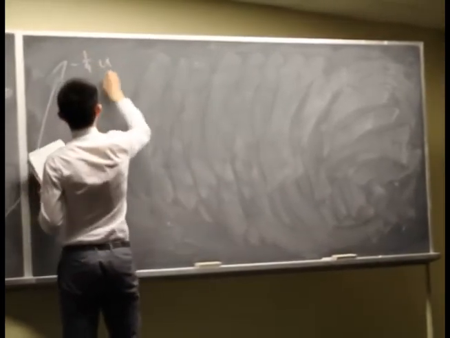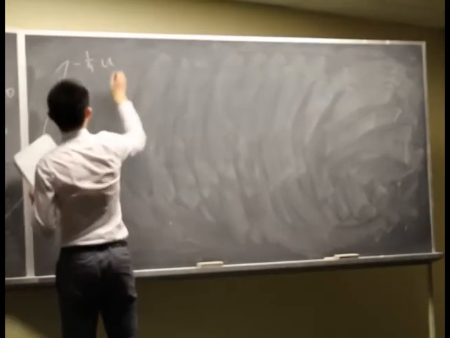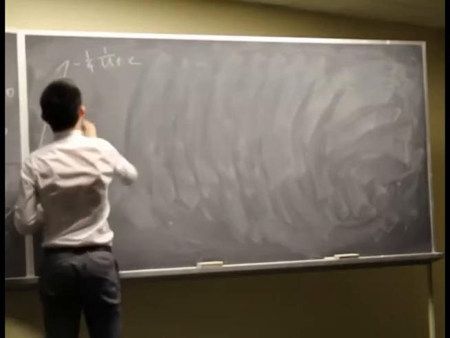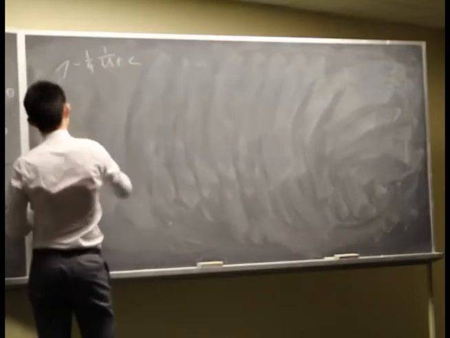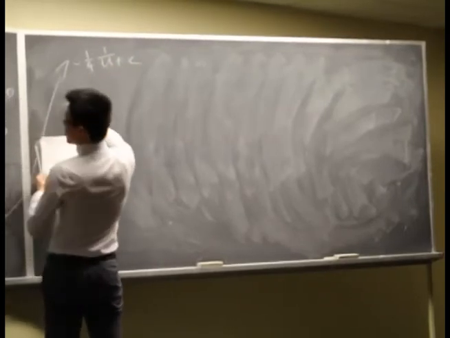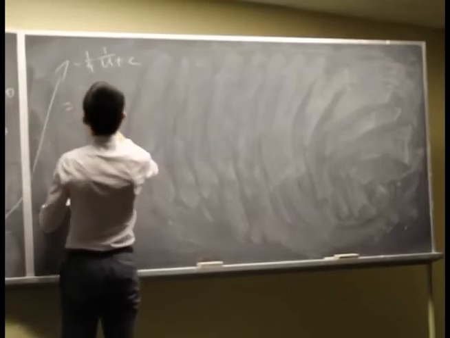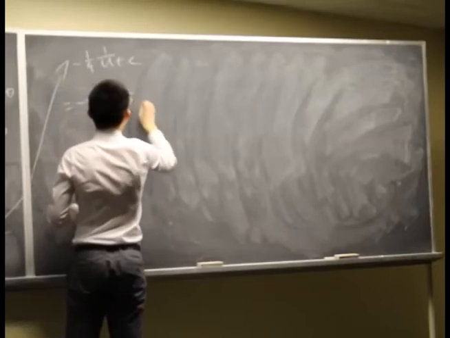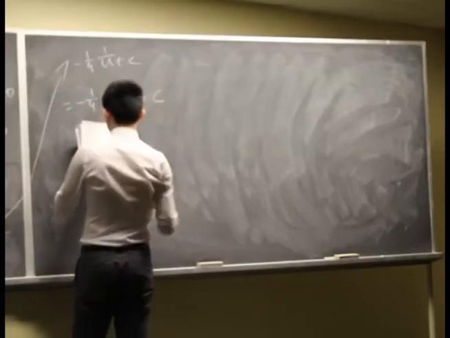Negative 1/4 u plus c is equivalent to, u is sine theta, so that gives me negative 1/4 times 1 over sine theta plus c.